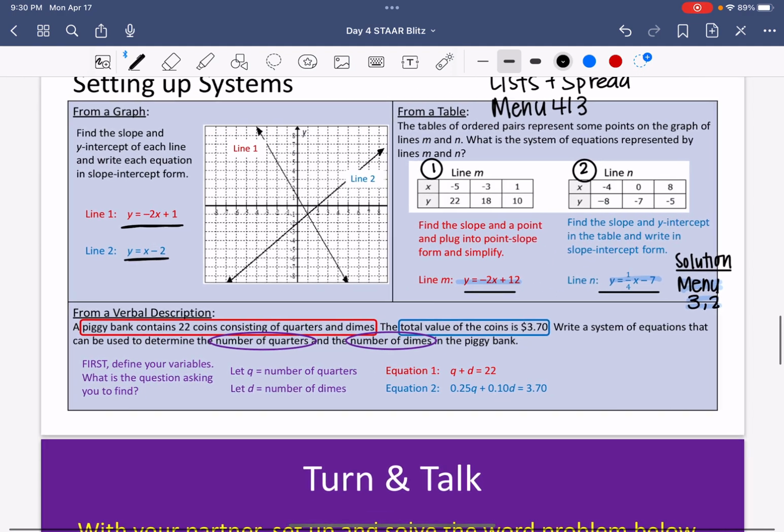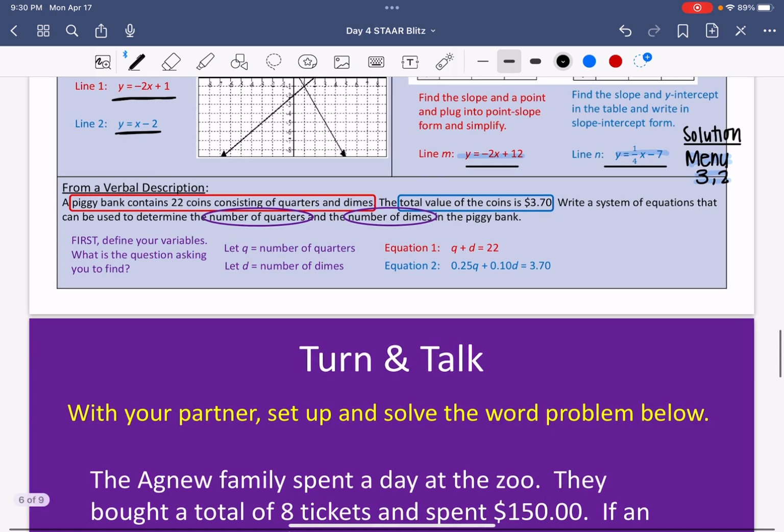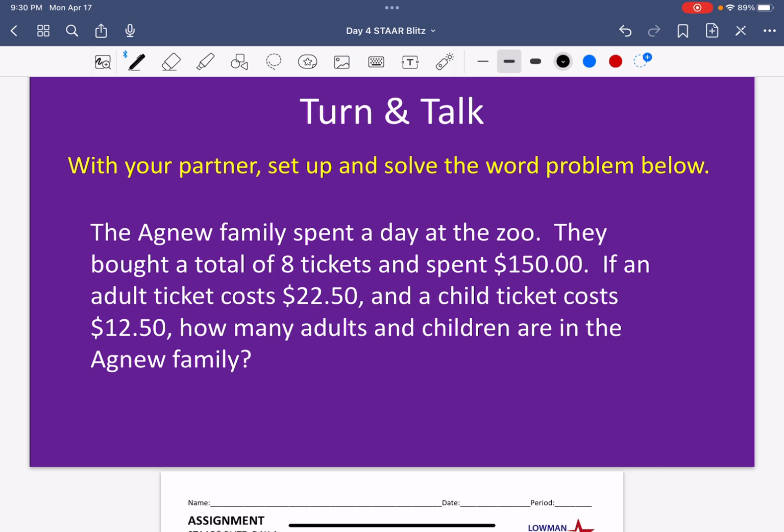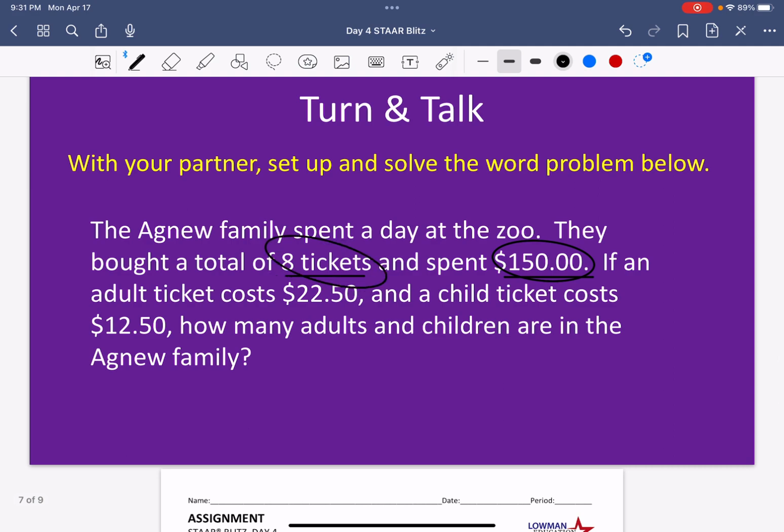All right, and then we have verbal descriptions, so our word problems. Remember, this is based on your totals. So like this one right here: the Agnew family spent a day at the zoo. They bought a total of 8 tickets and spent $150. So 8 tickets were $150. $150 is one of our totals, and the amount of tickets we got is one of our totals.